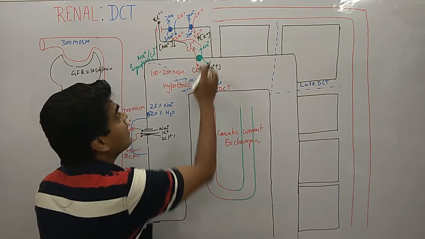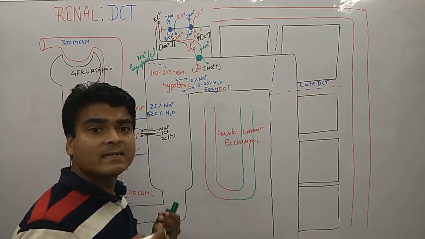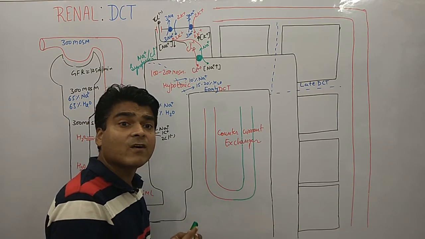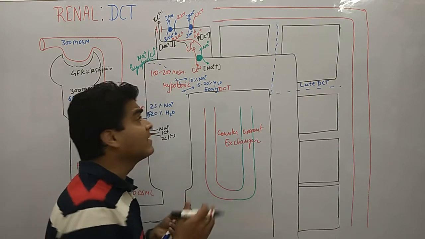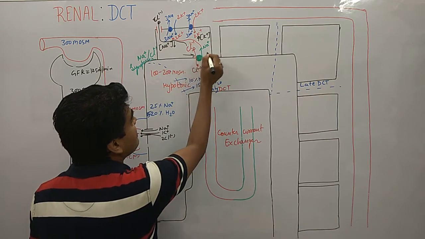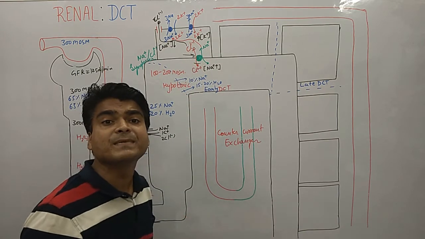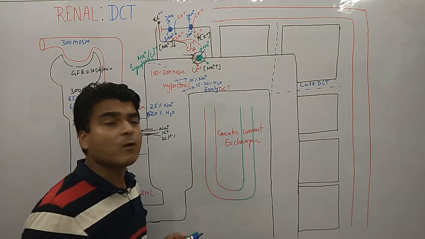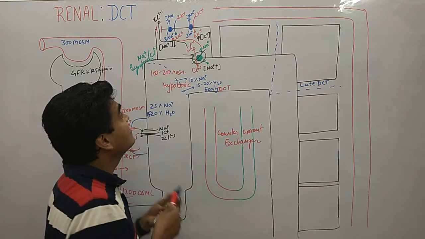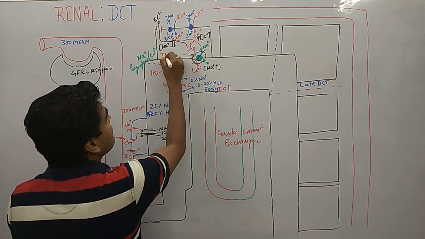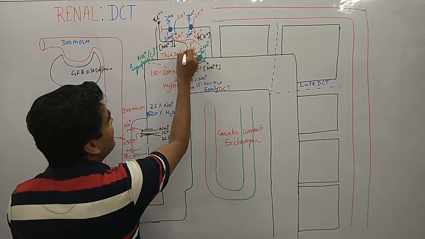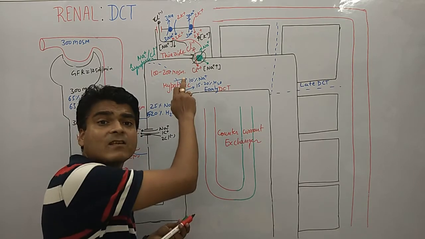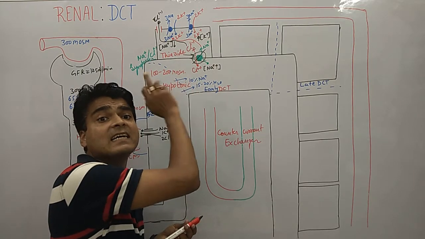Clear everyone? Now this is the sodium and chloride transporter, and there are specific kinds of drugs which act on this area. This is a very important category of drug which acts on this symporter and inhibits it. The name of the drug is thiazide derivative. So this will help you to understand thiazide. Clear? And this is also the mechanism of action of thiazide diuretics.